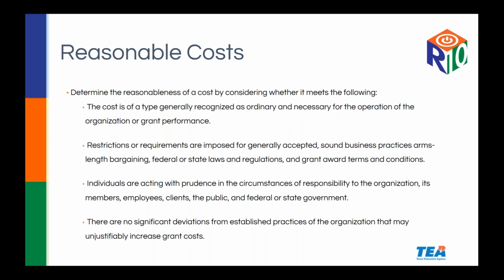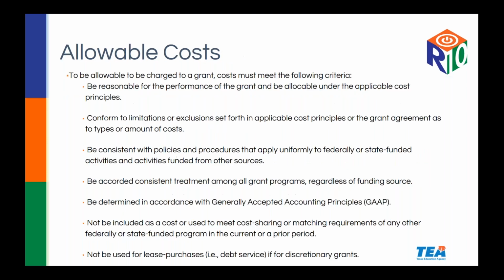So looking at what's considered reasonable. To determine the reasonableness of a cost, you want to make sure the cost is a type generally recognized as ordinary and necessary for the operation of the grant, that restrictions or requirements imposed are generally accepted, so they're sound business practices, that individuals are acting with prudence in the circumstances with responsibility to the organization, and that there are no significant deviations from established practices of the organization. So that's basically sound business practices when you're looking at reasonable.